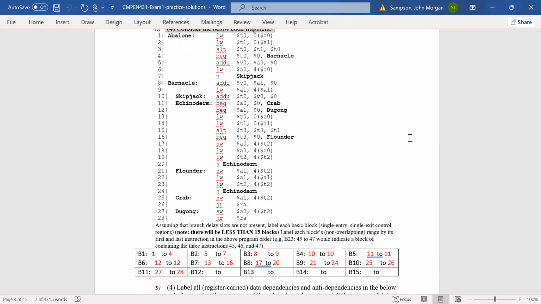And then 13 goes all the way down to 16, at which point it either goes to 17 or to 21.